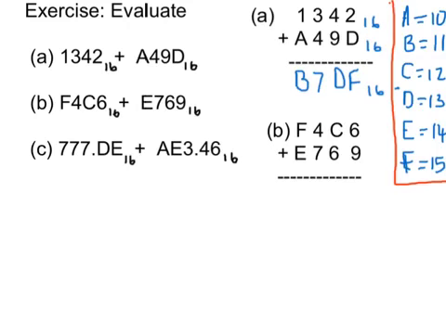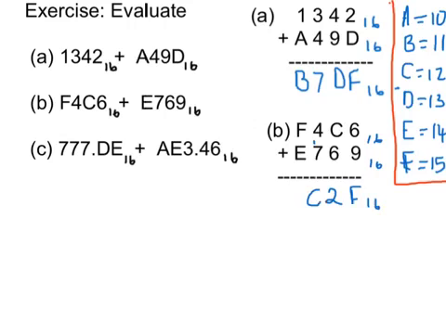Now let's try part B. Here we have F4C6 base 16, and we're adding it to E769 base 16. First addition, 9 plus 6. 9 plus 6 is 15, and 15 is F, base 16. C plus 6. C is 12, plus 6 is 18. 18 is remainder 2, 1. So it's 12, base 16. Next we have 7 plus 1 is 8, 8 plus 4 is 12, and 12 is C, base 16.